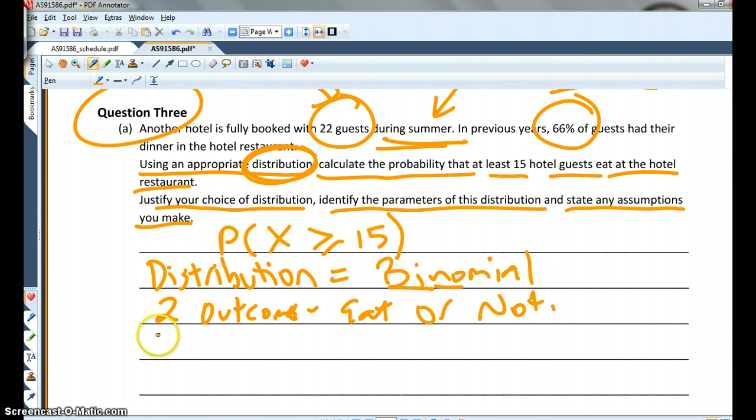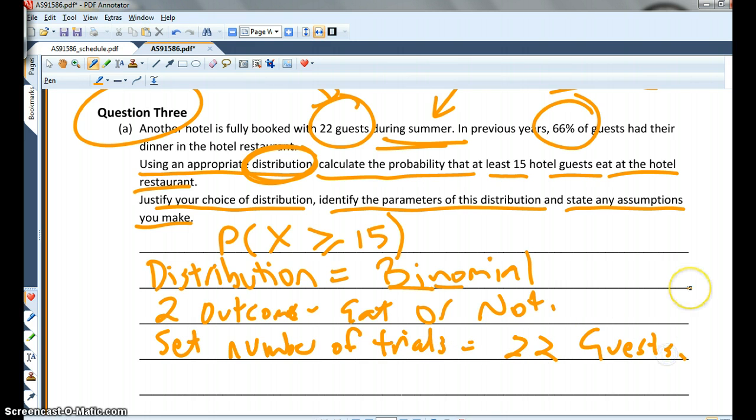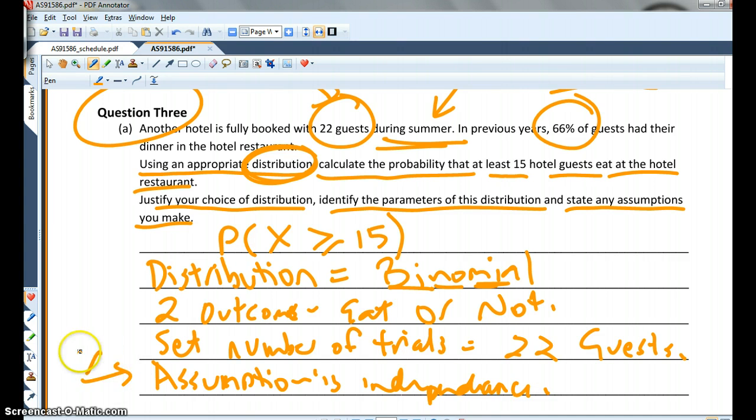Next, a set number of trials. And that's 22 guests that are either going to eat or not eat. Me, myself and I, independence. Assumption is independence. Independence.